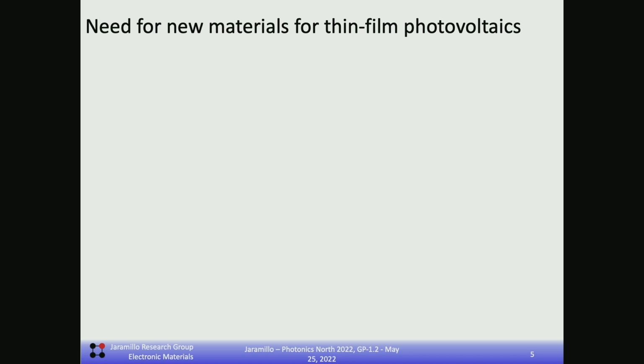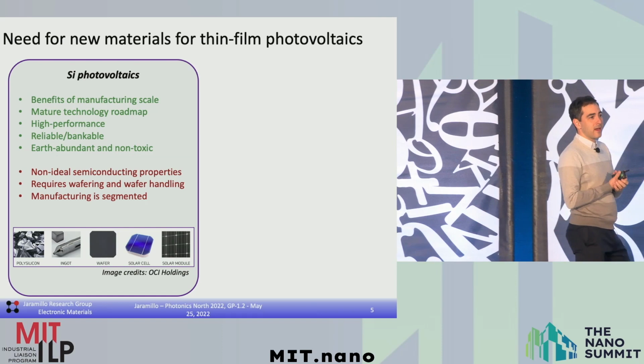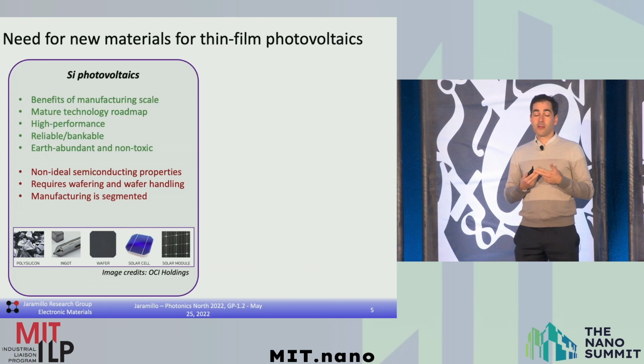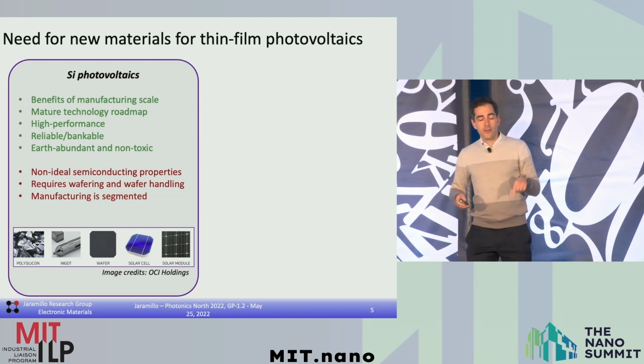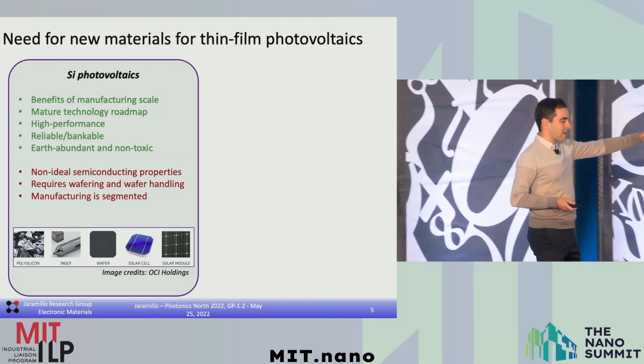Thin film PV is dirt cheap, it's a commodity. Why on earth would we be innovating there? So silicon photovoltaics has benefits of manufacturing scale. It has a mature roadmap. They're high performance, they're reliable, they're bankable, they're earth abundant and non-toxic. What's not to like? From the manufacturing perspective, there's a lot not to like, which is that it requires wafering and wafer handling because it's not an ideal material for PV. And so as a result, the manufacturing is really segmented. And you have all these different factories in different parts of the globe doing this, that, and the other thing.